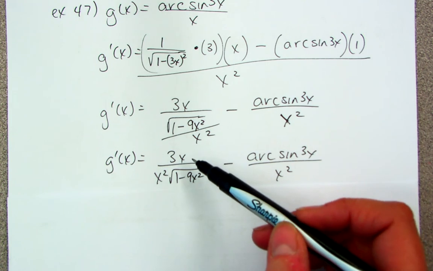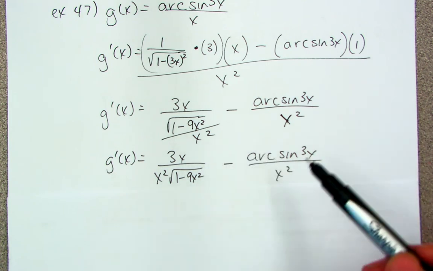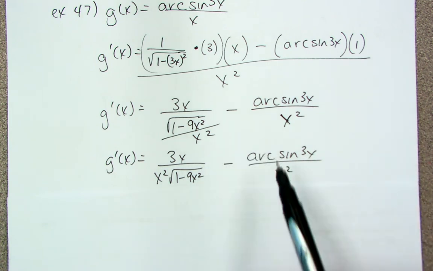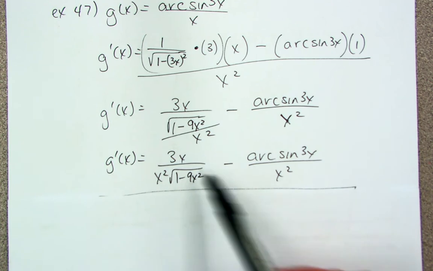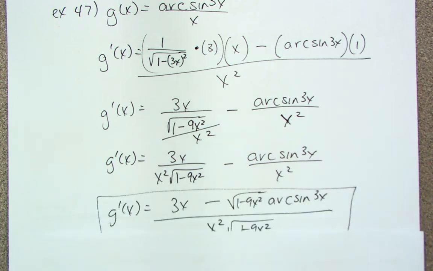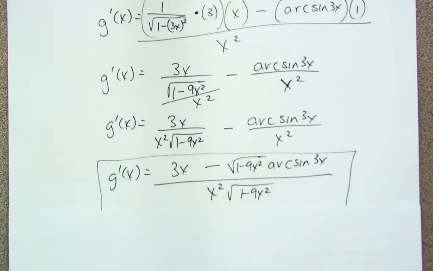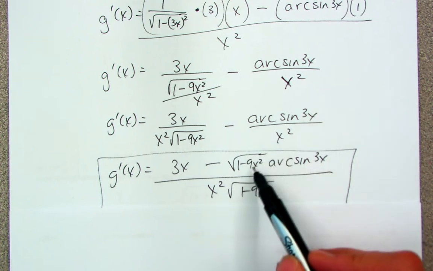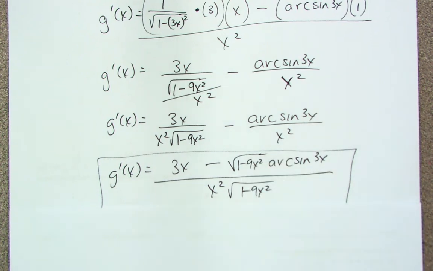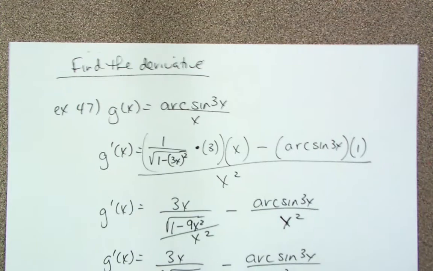And so I have this, and so I'm going to get a common denominator, multiply both sides by this. And in doing so, I'm just going to put it there in front and call it a day. Next.